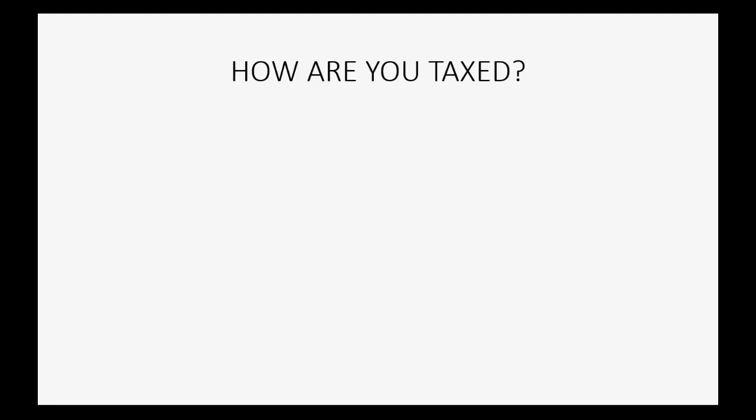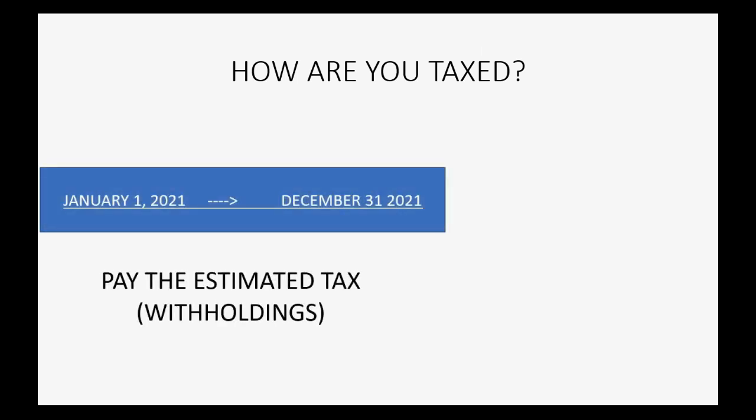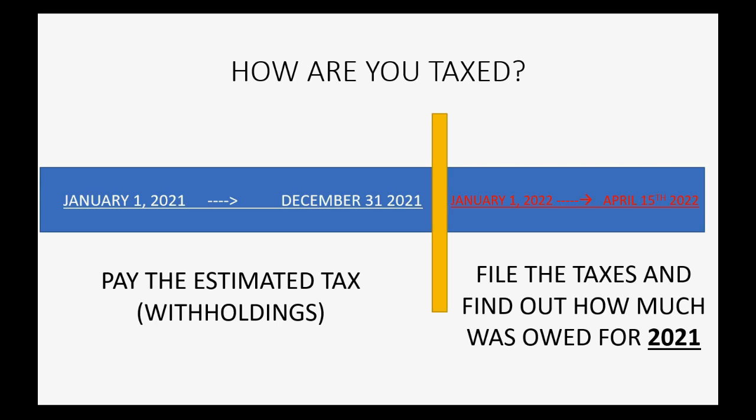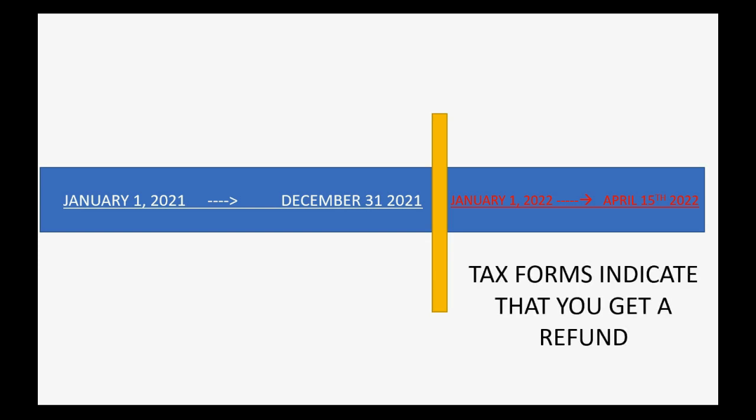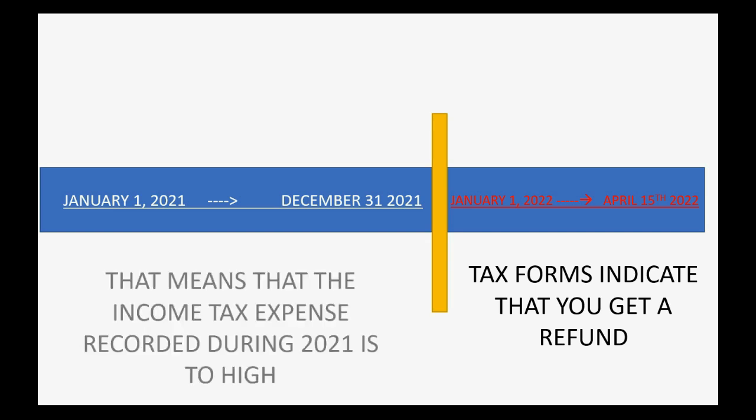So how exactly are you taxed in this country? Well, during the tax year, you pay your taxes by way of your employer withholding some of the money from each of your checks. Then after the year is over, you have 3 months to file your taxes for the prior year to find out how much you really did owe for that prior year. Once you fill out the tax forms in the next year, you will know the correct amount that you should have paid for the prior fiscal year.